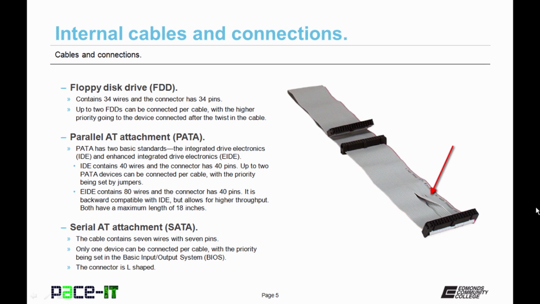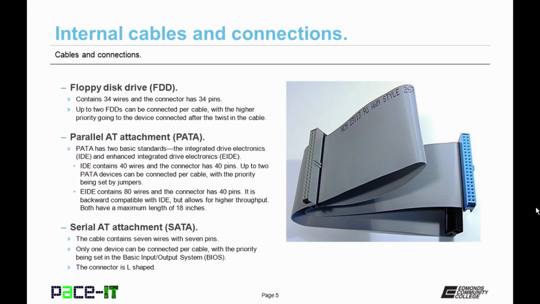And we start with the truly ancient, the floppy disk drive cable and connection. Now the FDD cable has 34 wires and it has 34 pins on the connection. You can connect up to 2 floppy disk drives per cable, with the higher priority going to the device that connects after the twist in the cable. That would be your A drive.